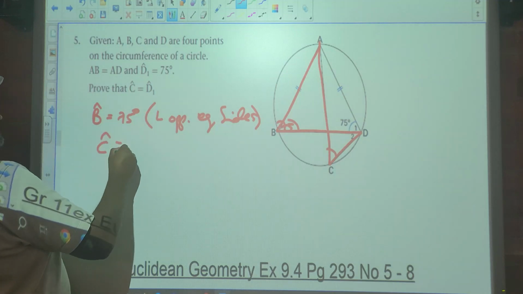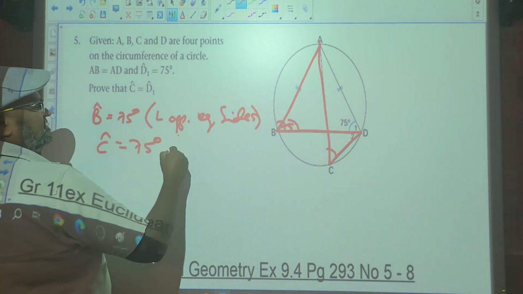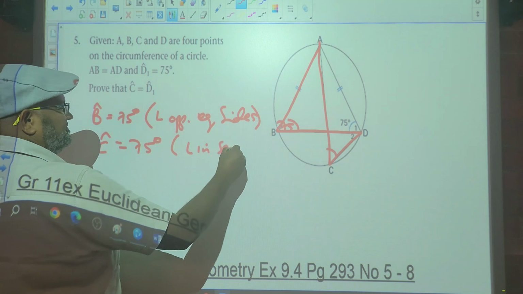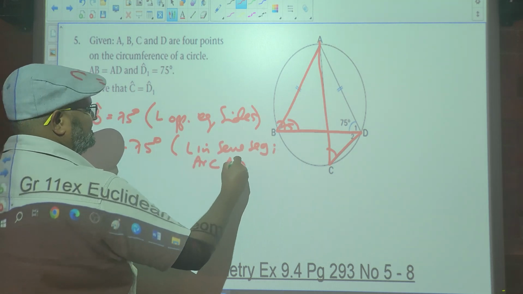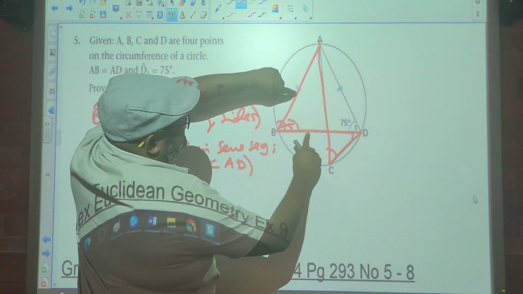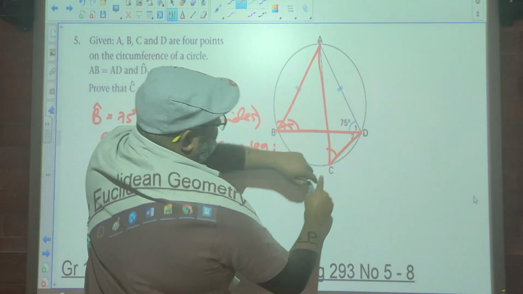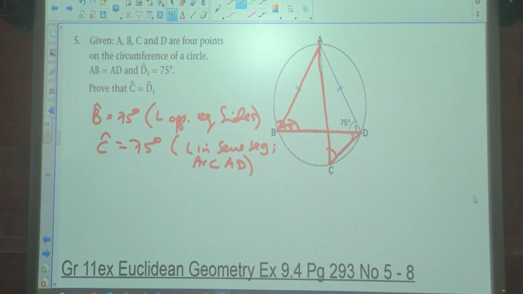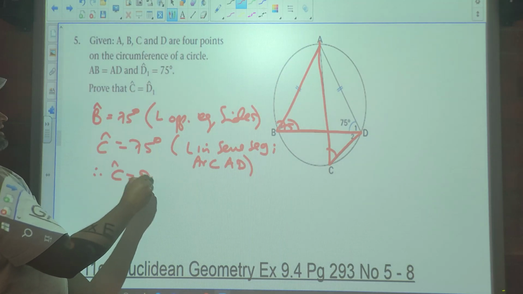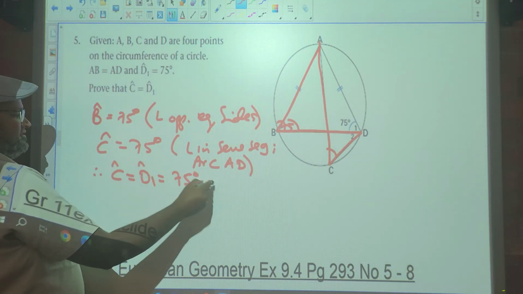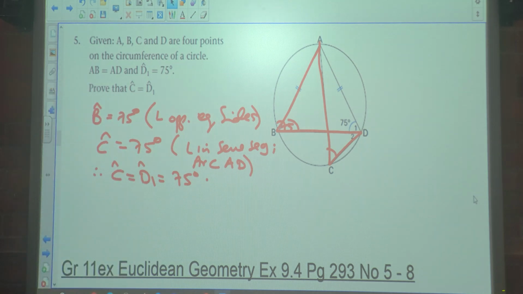Then angle C is 75 because angles in the same segment, and it's coming from arc AD. As you can see, AD is subtending angle B and AD is also subtending angle C. You see that, people? So therefore, angle C is equal to angle D1, which is equal to 75. Easy, né?